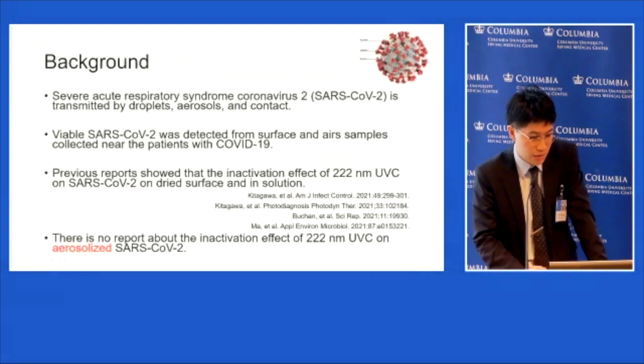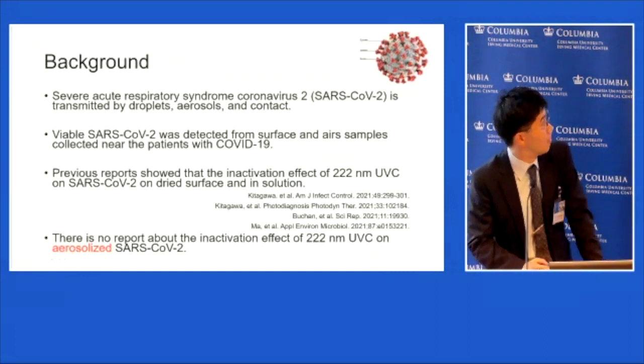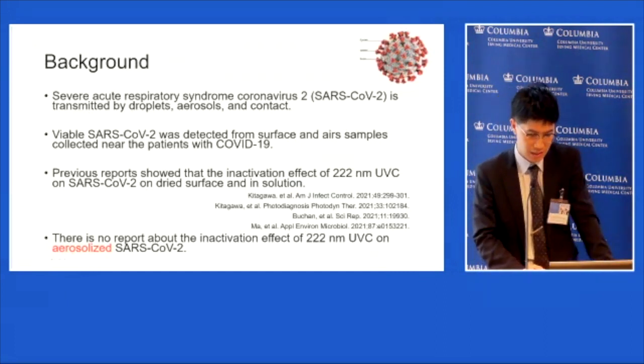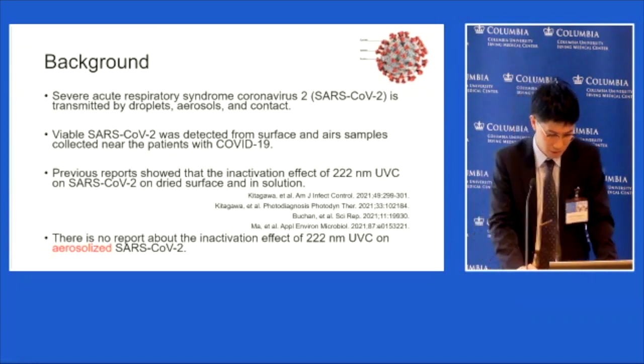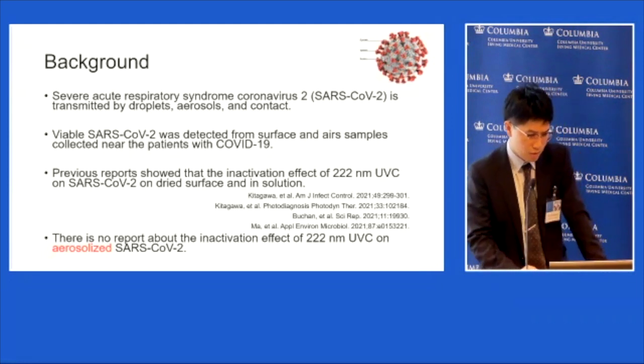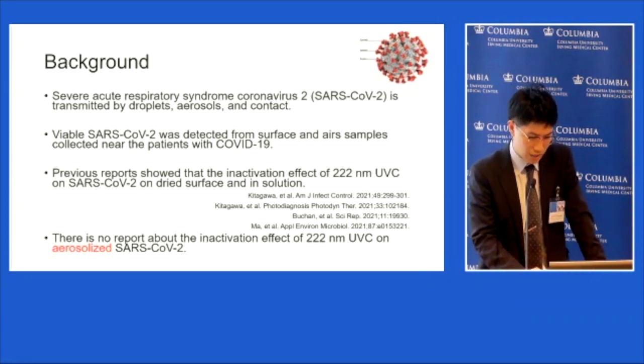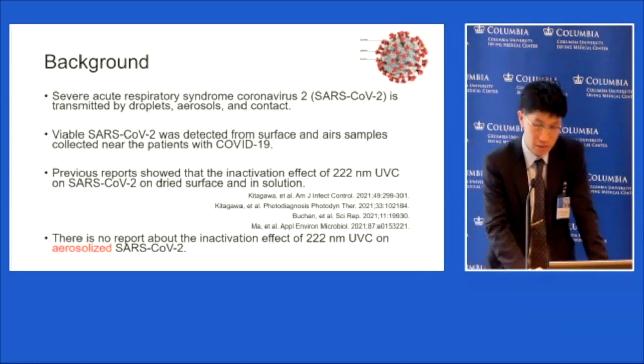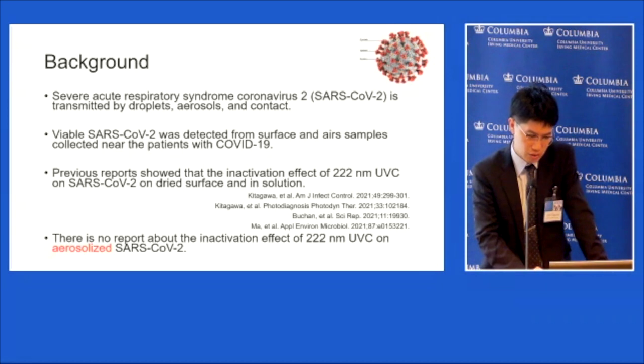SARS-CoV-2 is transmitted by droplets, aerosols, and contact. Viral SARS-CoV-2 was detected from surface and air samples collected near a patient with COVID-19. Previous reports showed the inactivation effect of 222 nanometer UVC on SARS-CoV-2 on dry surfaces and in solution. However, there is no report about the inactivation effect of 222 nanometer UVC on aerosolized SARS-CoV-2.